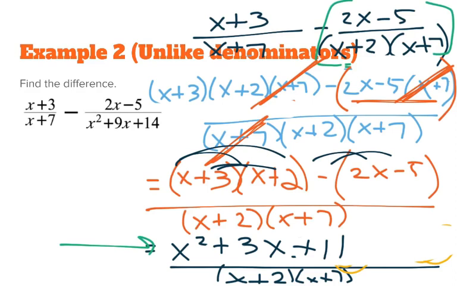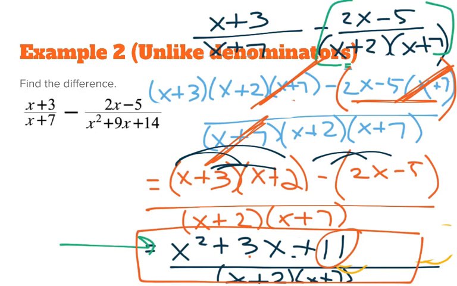So now I just want to think through, are there any factors of 11 that can add to get me 3? And there are not. So I can't factor the numerator any further, and so this is my final answer. Okay, so pause the screen if you need to look any of this over before we move on to the next one.